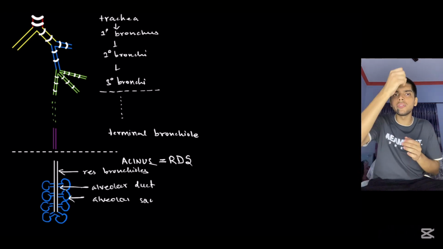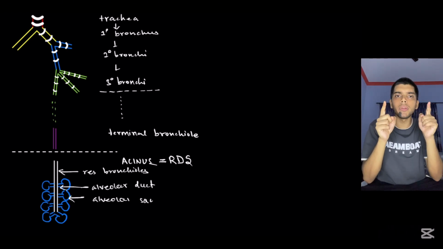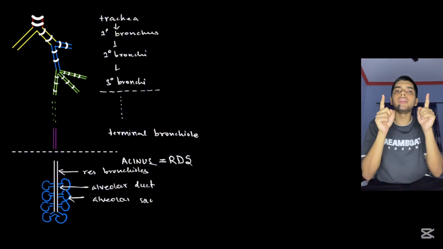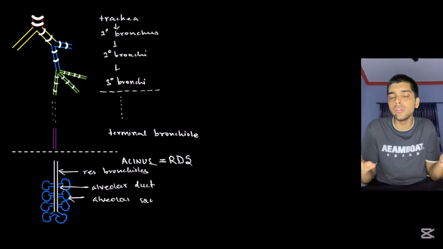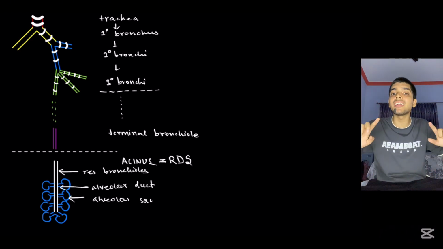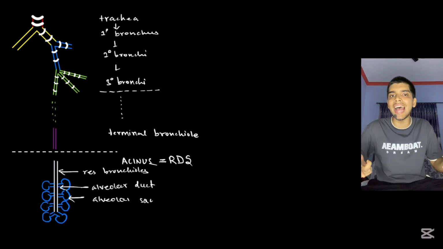Alright, so there was the trachea, which bifurcated into primary bronchi, which further divided into secondary bronchi, which further divided into tertiary bronchi, which then gave multiple generations of bronchioles, finally leading up to the terminal bronchiole. The part of the respiratory tract after the terminal bronchiole is called the acinus, which includes the respiratory bronchiole, the alveolar ducts, and the alveolar sac.